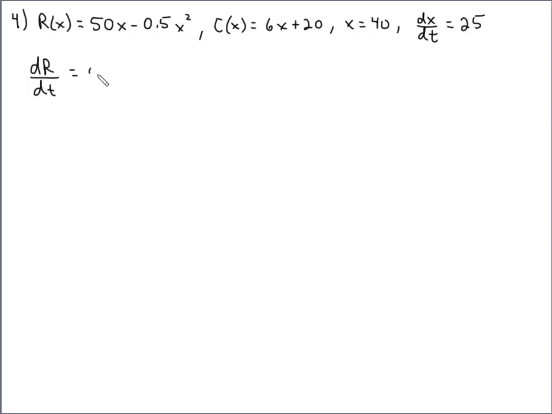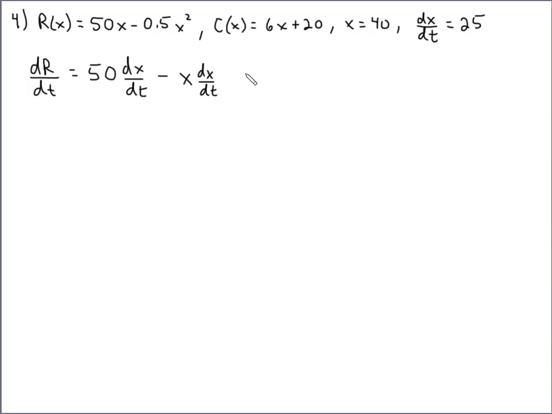So 50, the derivative of x with respect to time is dx/dt. And then this one we use the power rule: we'll put the 2 in front, multiply by a half, that gives 1. Lower the power by 1, first power, and then we have to multiply by the derivative of x, that's dx/dt. So that's the chain rule there.